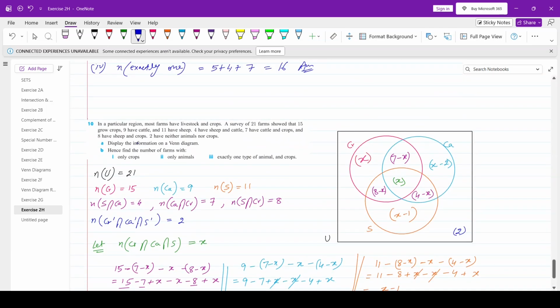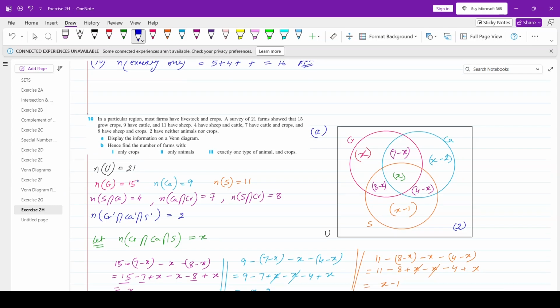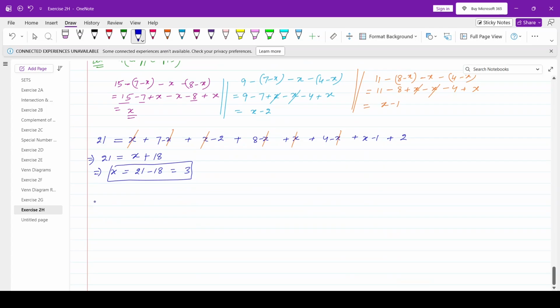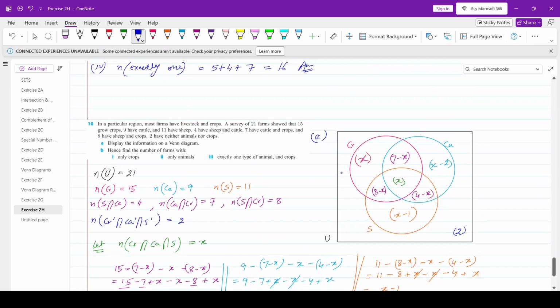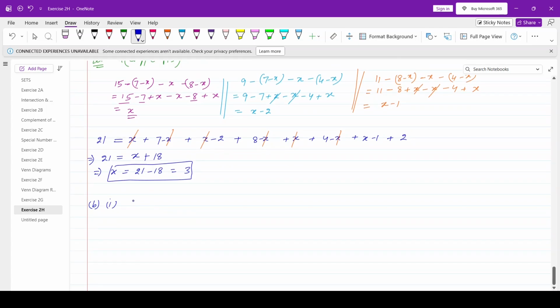Now the question is asking to display the information on a Venn diagram. So we have already displayed this information on the Venn diagram. Hence find the number of farms with only crops. Therefore, section B subsection 1, only crops will be this region, that is X, and we know the value of X is 3. This is our answer.